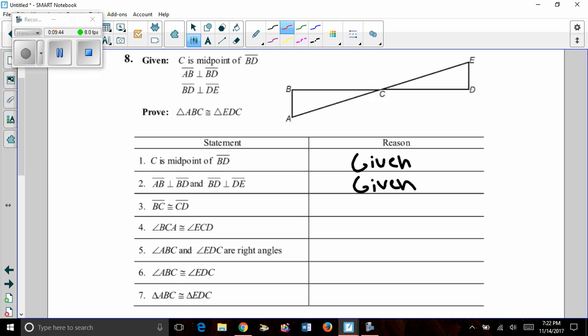First off, this point C is a midpoint for BD. That means BC is congruent to CD, and that's by definition. We can say that's just definition of midpoint.